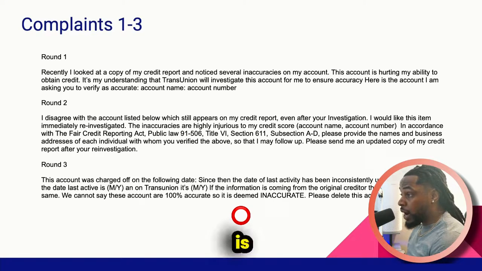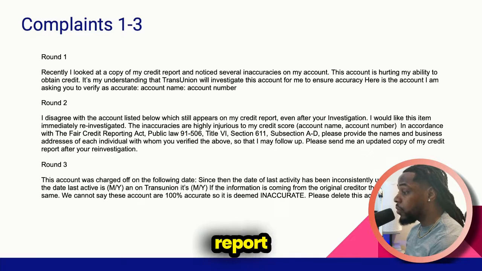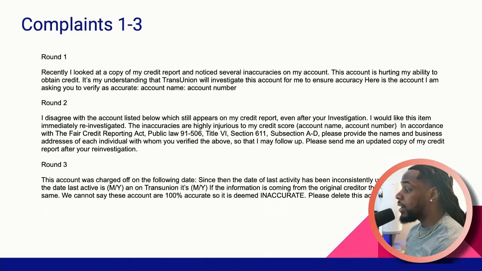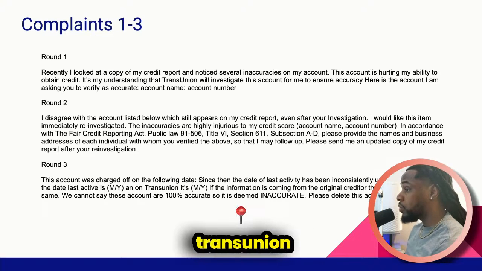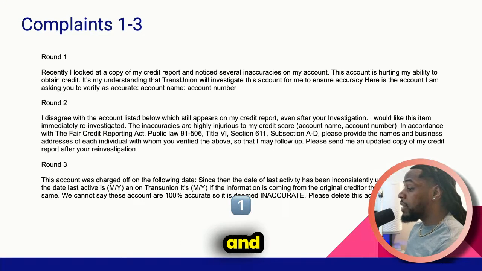So this again is round 1. Round 1, we're going to send this in a CFPB complaint. We're going to say, recently, I looked at a copy of my credit report and noticed several inaccuracies on my account. This account is hurting my ability to obtain credit. It's my understanding that TransUnion, and TransUnion was the example here, but you can literally copy and put whatever credit bureau that you want, or if you're sending it to more than one, just say the credit bureaus, will investigate this account for me to ensure accuracy. Here is the account that I am asking you to verify as accurate. Then you enter the account name and the account number.